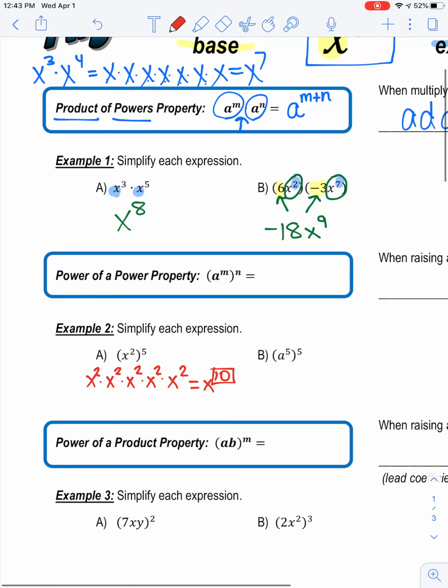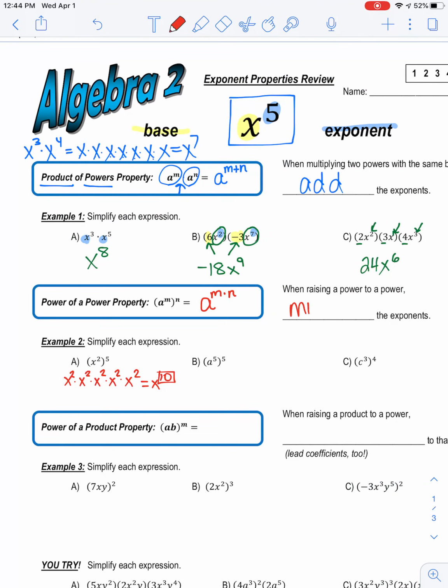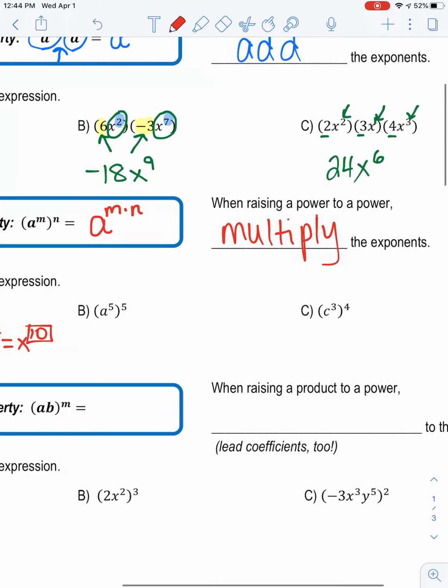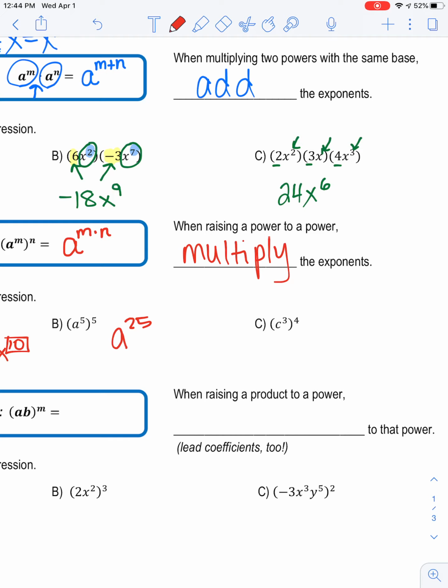So now going back up and filling in the rule, a to the m to the n is equal to a to the m times n. And when raising a power to a power, we multiply the exponents. So from now on, I don't have to do all this extra work. I can just follow the rule. So in part B, if I'm taking a to the fifth to the fifth, I have a to the 25th power because I multiply 5 times 5. Here, if I have c to the third to the fourth, I would have c to the 12th because I am multiplying 3 times 4.